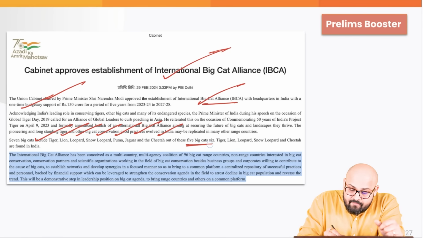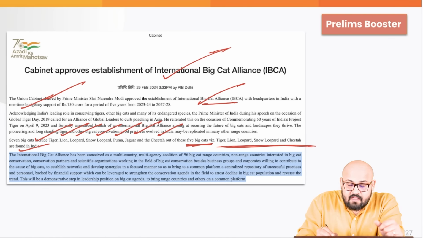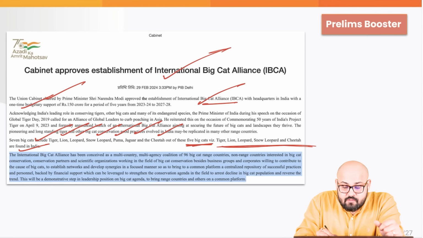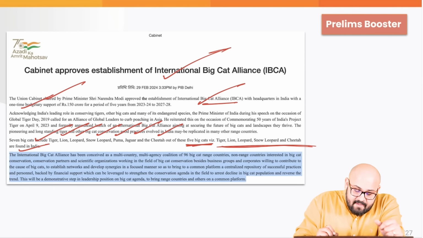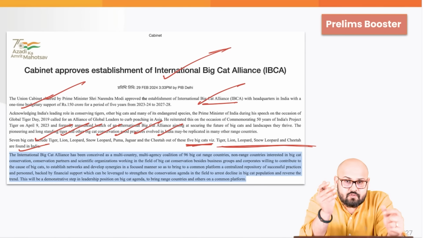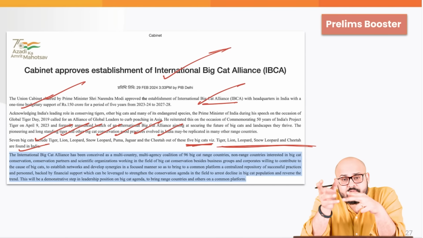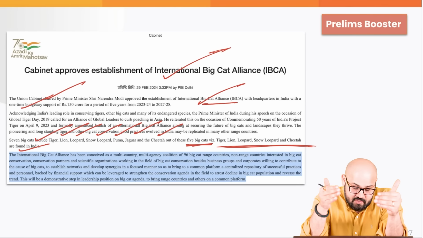Out of these, 5 big cats are found in India. Which are these 5? Just have a look. Tiger, lion, leopard, snow leopard, and cheetah. The International Big Cat Alliance is conceived as a multi-country, multi-agency coalition of 96 big cat range countries, and non-range countries interested in big cat conservation. So not just those countries which have a range of these big cats, but also the other countries who have an interest in the conservation.